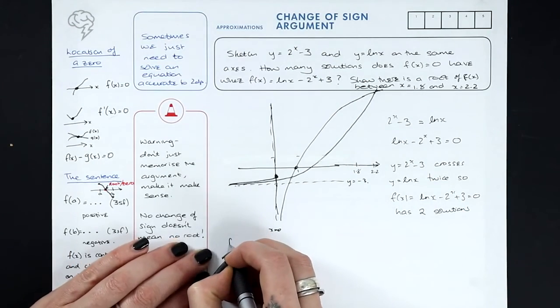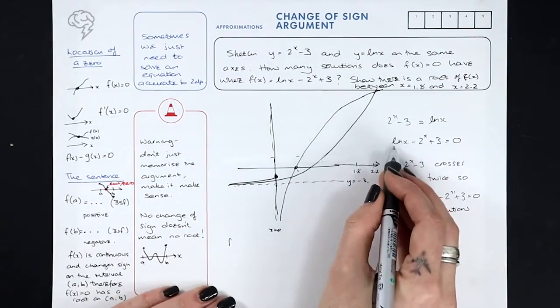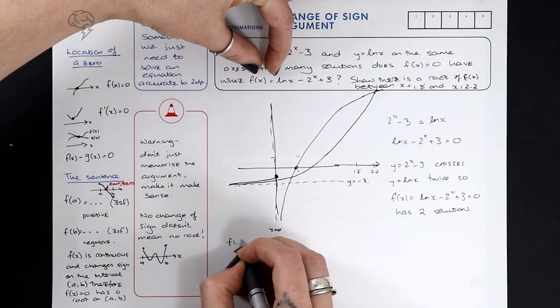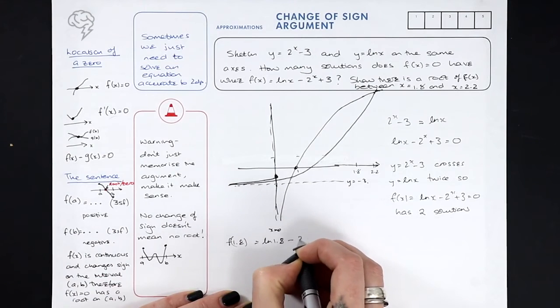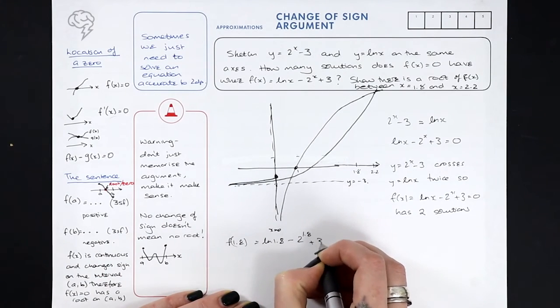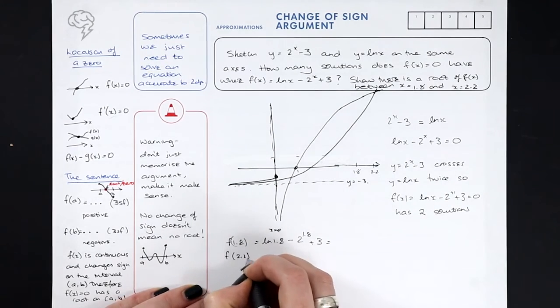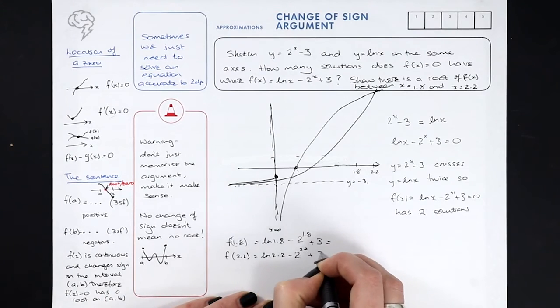Okay, so we do f of a, but it's not going to be f, it's going to be 1 minus the other. So it's going to be ln x. Oh, it is f in this case, isn't it? Because we redefined. Okay, so f of 1.8 is going to be ln 1.8 minus 2 to the 1.8 plus 3. And at the other end of the scale, we've got 2.2. So this is ln 2.2 minus 2 to the 2.2 plus 3.